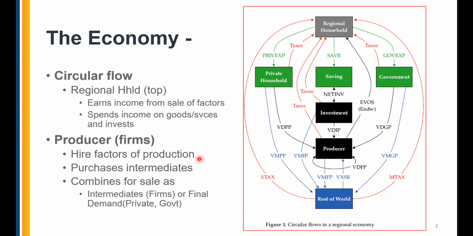Those primary factors of production and then the intermediates are what the firms, or the producer block, combines through technology, right? So they apply their technology capacity and combine those intermediate purchases with the primary factors of production, or sometimes we call that the value added, and then they make those into goods and services that can be sold either as intermediates to other firms or as final demand goods.